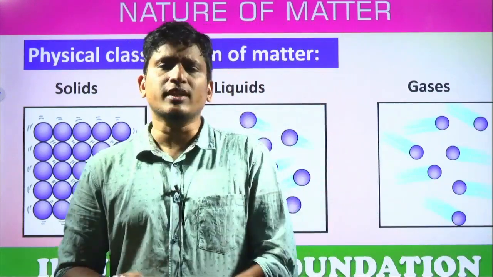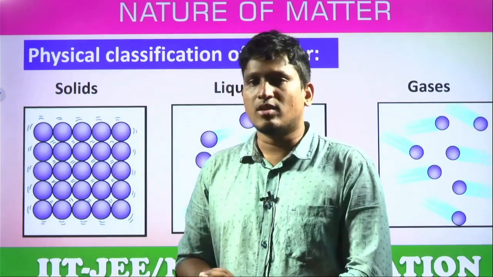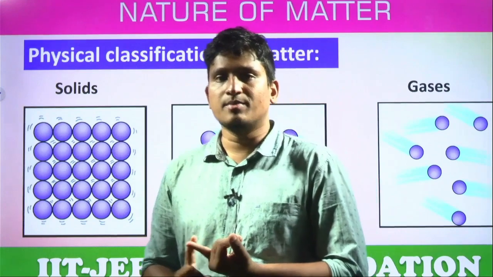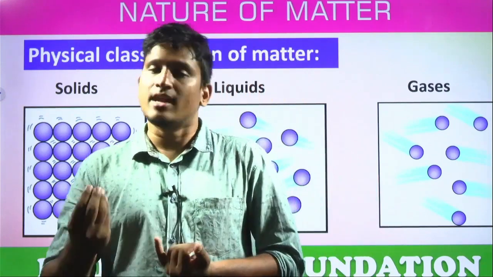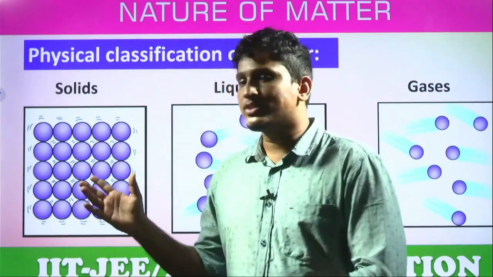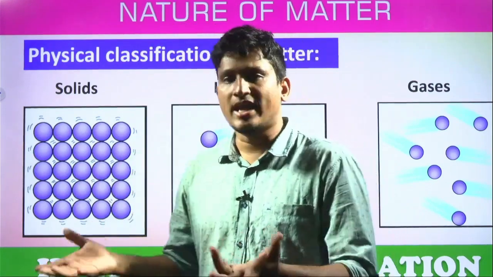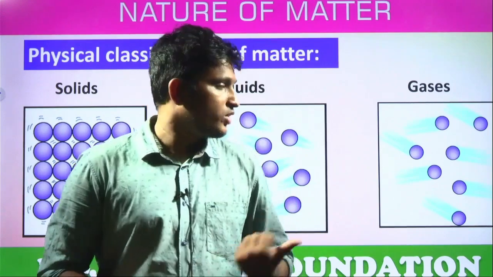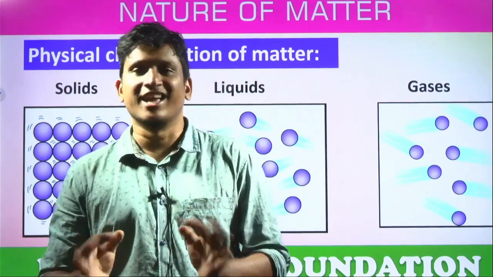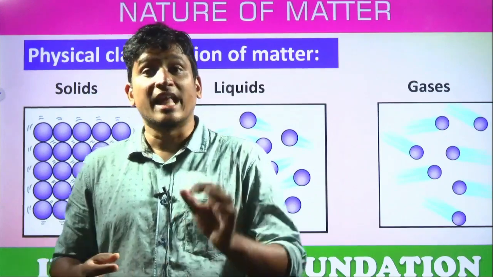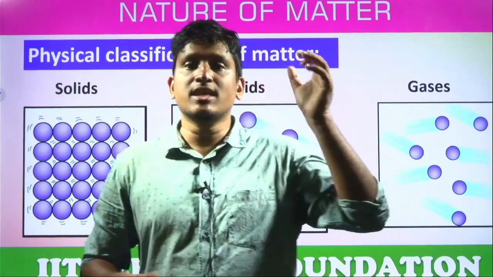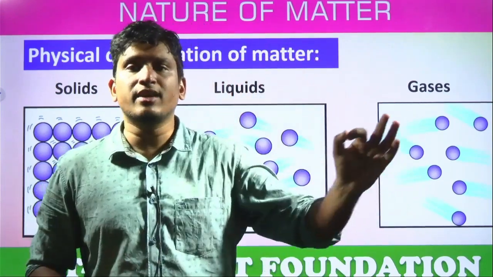Next, the main property which defines all these solids, liquids and gases is mass. Mass, as you already know, means the amount of matter. Mass and weight are both the same in chemistry, so don't confuse them. Do solids have mass? Do they have weight? Yes, they have. Do liquids have mass? Yes, they have. Do gases have mass? Yes, they have mass. Understood? And they have fixed mass. Solids have a definite mass. Liquids have a definite mass. Gases also have definite mass.